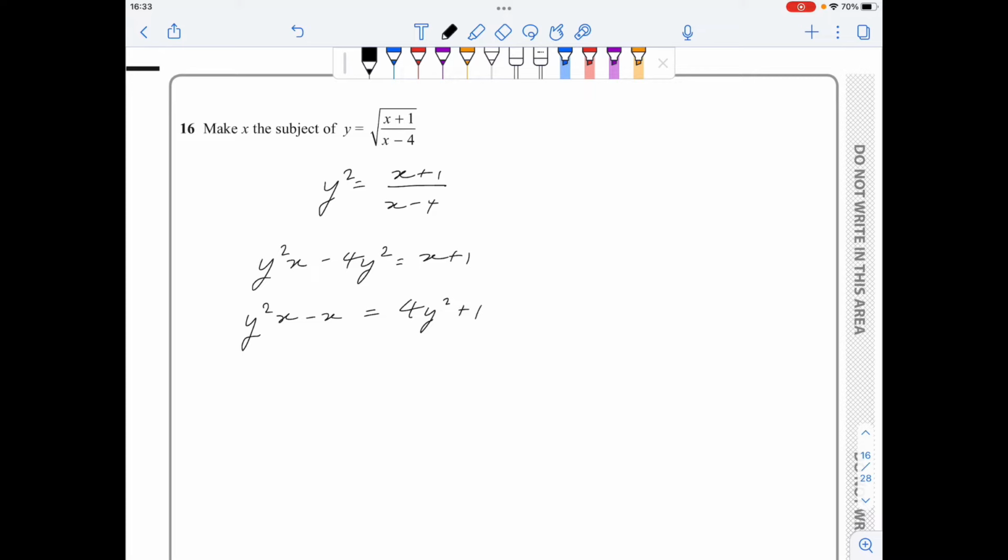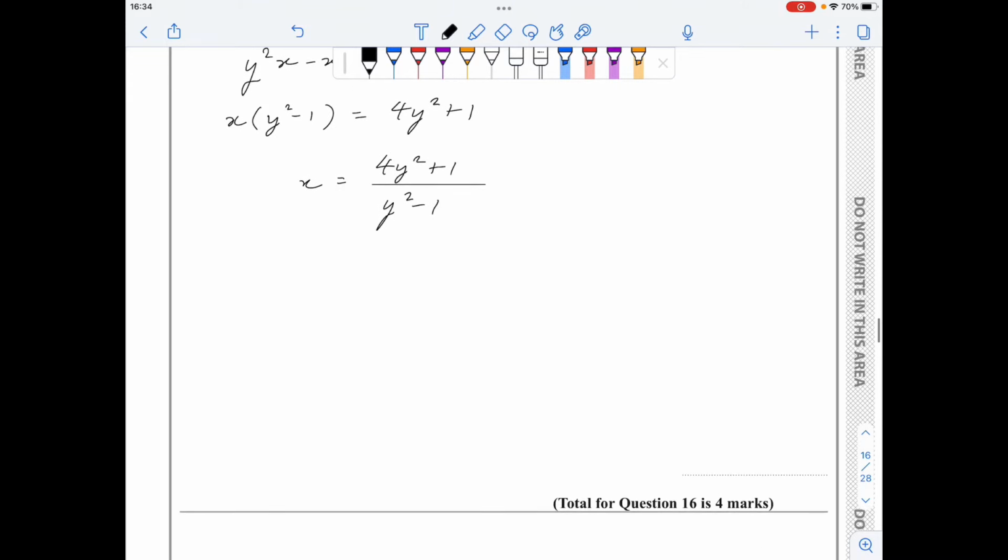I'm going to factorize the x on the left hand side. So x bracket y squared minus 1 is equal to 4y squared plus 1. And finally, I'm going to divide by the bracket. So 4y squared plus 1 over y squared minus 1 is my final answer.